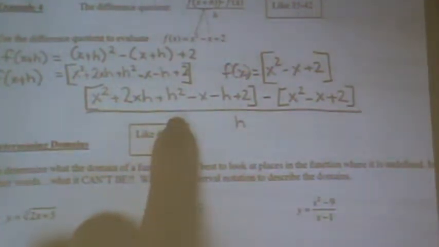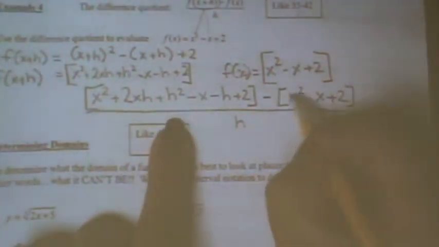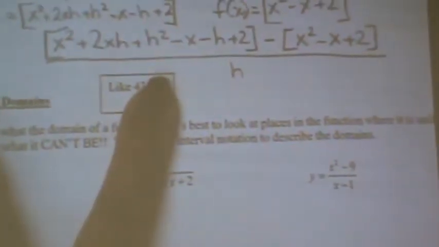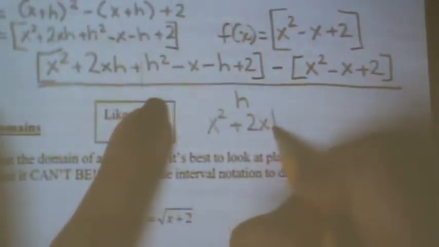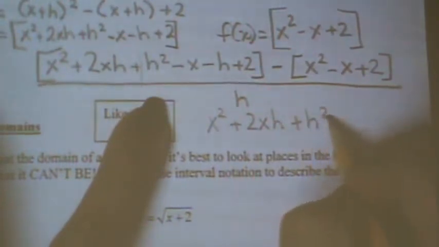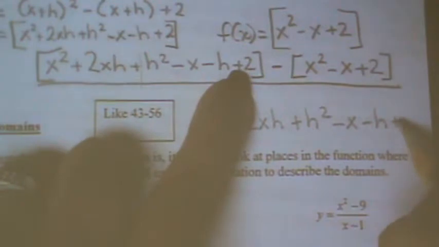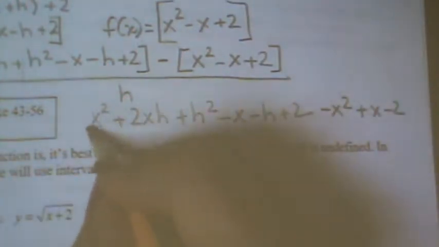What do we have to do? We have to distribute the negative. So what do you get when you distribute this negative? You have x squared plus 2xh plus h squared minus h, or minus x minus h plus 2, and then watch, minus x squared plus x minus 2, all over h.